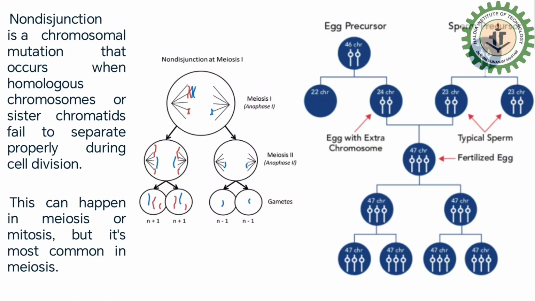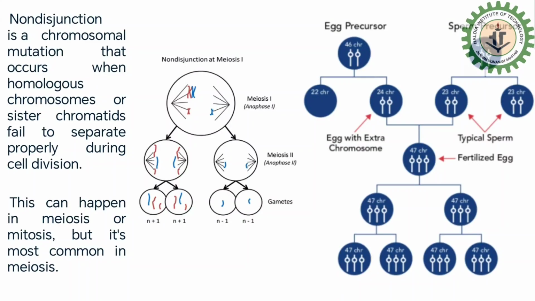Now how do these numerical aberrations occur? The process is called non-disjunction. When gametes are formed, the egg precursor and the sperm precursor both contain the normal 2n number of chromosomes. One member from each pair will go to one gamete and the other member of that pair will go to another gamete. If this process occurs properly, we normally get 22 autosomes and one sex chromosome in one gamete. In the other gamete, another 22 autosomes and the other sex chromosome will be present.